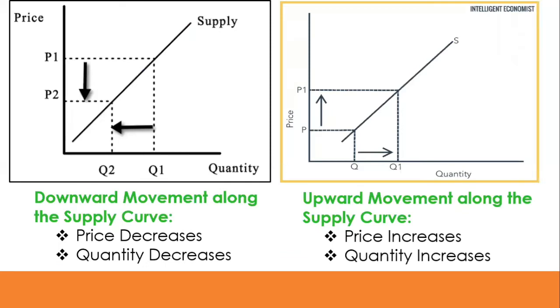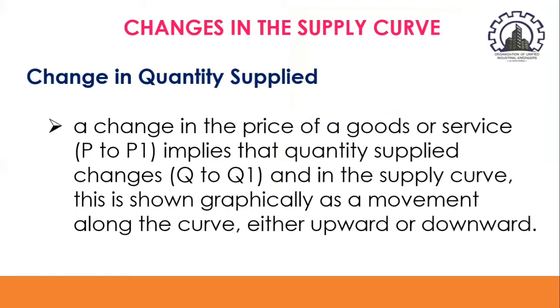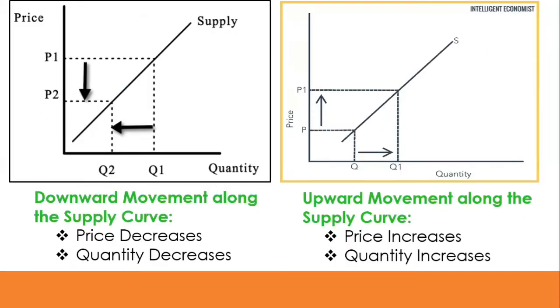So these are the movements along our supply curve. As you can see in the sample figures, on my left side you have the downward movement along the supply curve, and on my right side you have the upward movement along the supply curve. As you can notice in our figure, there is only one curve, one diagonal line, and that line represents our supply curve. Take note that in change in quantity supplied, there should only be one curve, and the changes will only be along your curve.